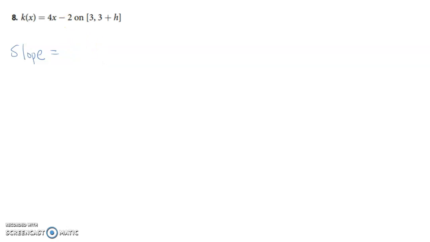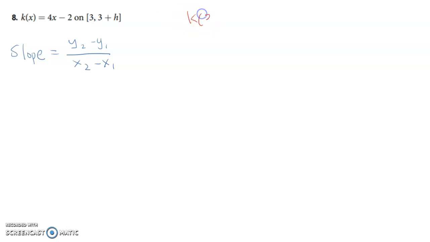So y all over x2 minus x1. Again, it's going to be the rise over run. Now let's find the y values when x is 3.